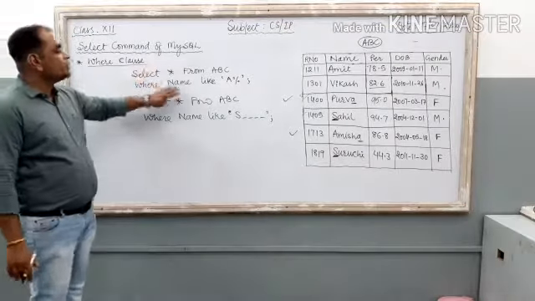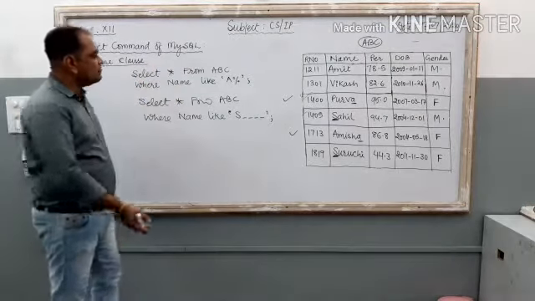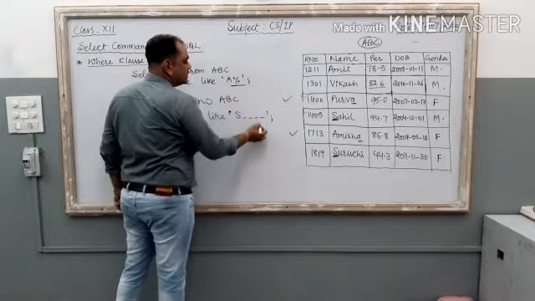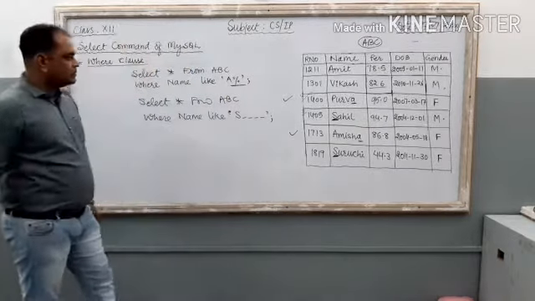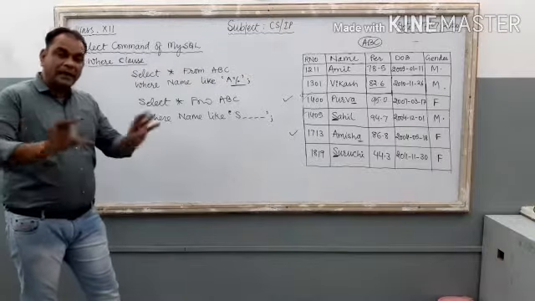Clear? So it is the formation of like command. We can use two different symbols. The first one is percent symbol and the second one is this underscore symbol. I hope the concept is clear in your mind.